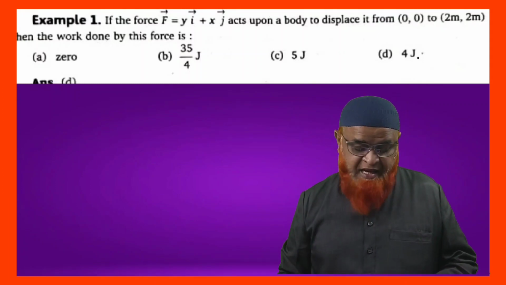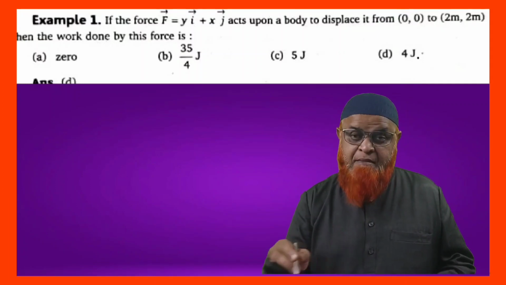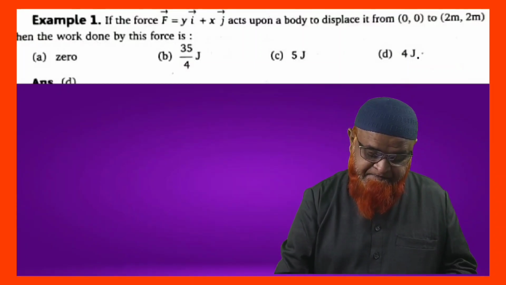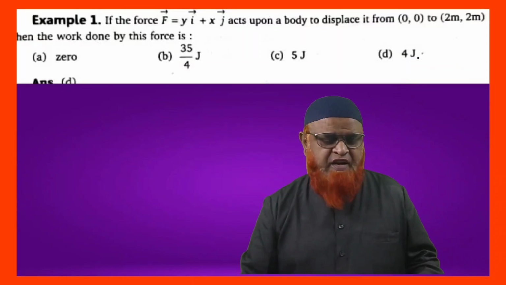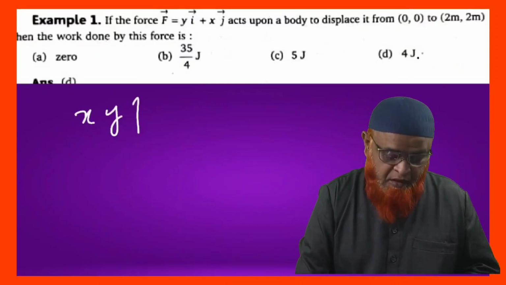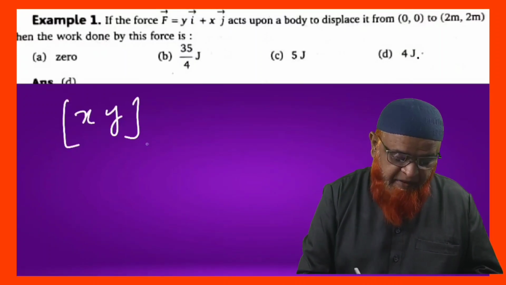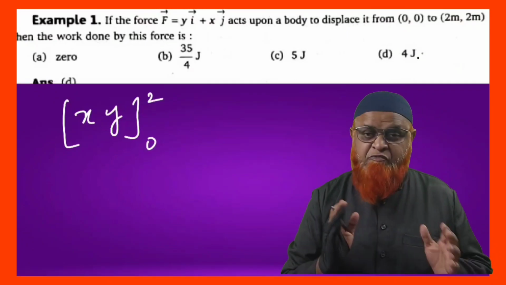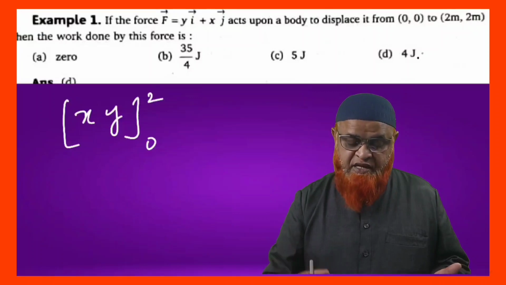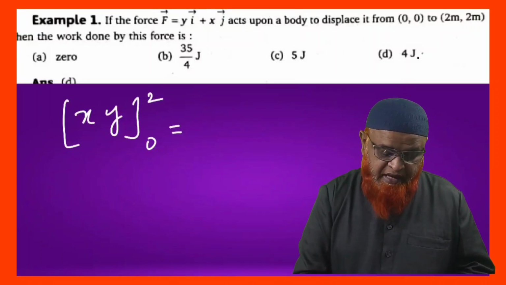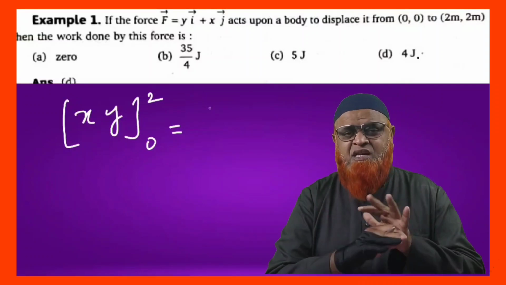So in this case, you can see that force is given as yi plus xj. So how are we going to solve this problem here, my dears? It's very simple. You just do one thing here. You can write x, you can write y, and you can take limits from 0 to 2 in the case of both x and y, because it is given 0, 0 and 2, 2 here, 2, 2 meters, that's it. So if you can solve this one here, just apply the limits and solve it.